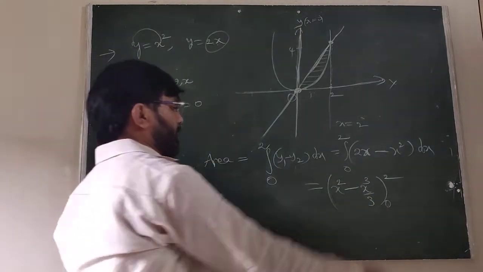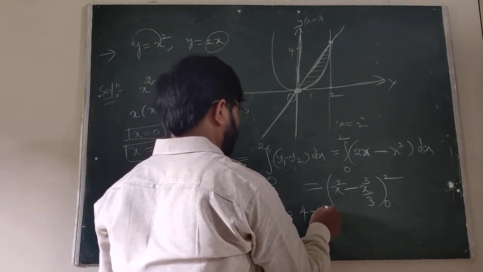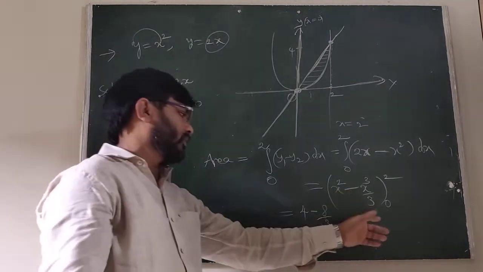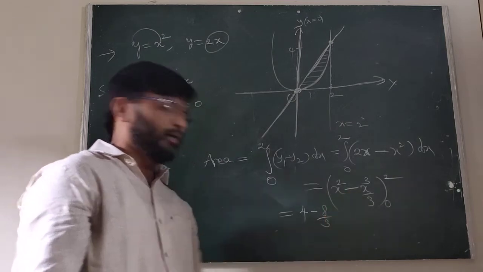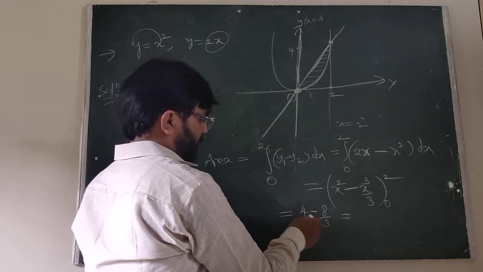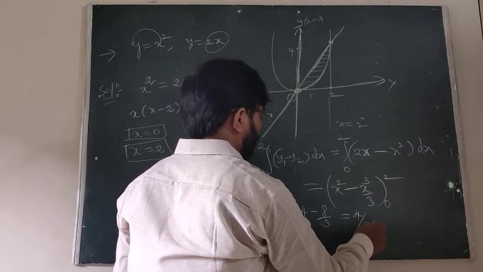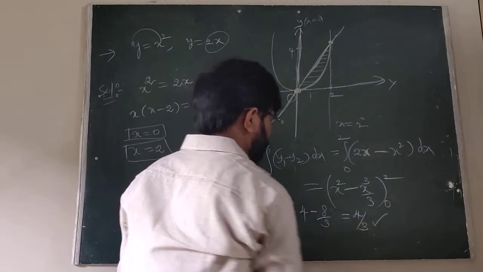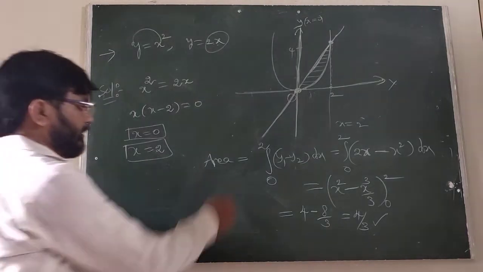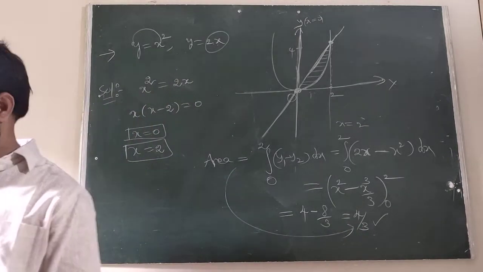Now we apply the upper limit: 2 square is 4, minus 2 cube which is 8 by 3. When we take 0, 0 minus 0 is 0. Now we write 3 into 4 is 12, 12 minus 8 is 4 by 3. This is our required area. 4 by 3 is the answer. The required area is 4 by 3.